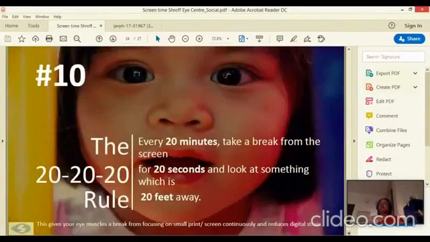So we all know the 20-20-20 rule. Every 20 minutes, take a break from the screen for 20 seconds and look at something 20 feet away. So I tell the parents as well and the child as well, look at a tree, look at a signboard. You know, they don't know what is 20 feet away. So tell them, look at the park, you can see that there. So look at that. That's 20 feet away. And then you can go back to whatever you're doing.